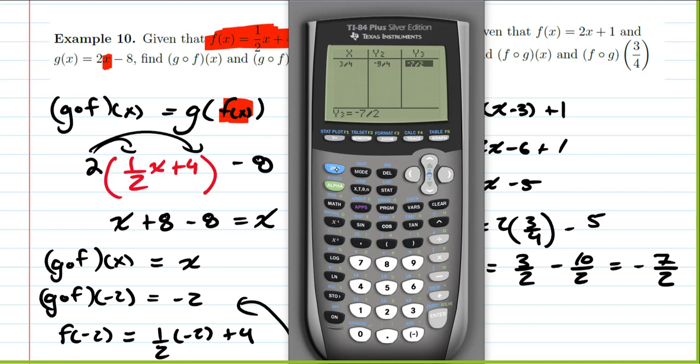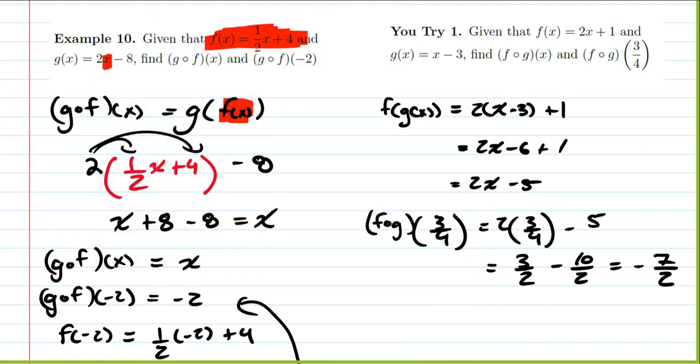You can also, I'm going to change my table back to auto, use the same thing on the home screen, right? So alpha trace, y3 represented our composition, so we could go ahead and input our value of 3/4 and get the same output of negative 7 over 2. So we can use our y, or our function inputs, to generate values or tables as needed for function composition.